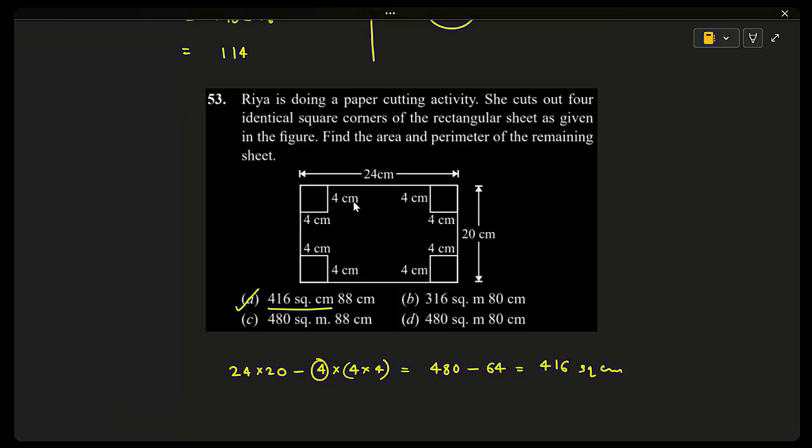So we can directly find the perimeter of the outer rectangle. That will give you the answer. We know rectangle perimeter is 2 into L plus B. Length is 24 and breadth is 20. So 24 plus 20 is 44. That is 88 centimeters. So area is 416 square centimeters and perimeter is 88 centimeters. Option A.